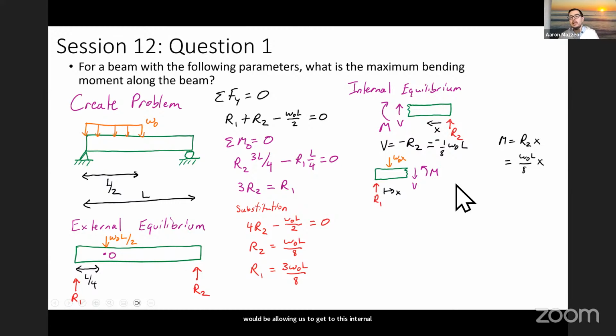So this was going from the right side going to the left, okay? Now, that's fine until what? Until we hit the distributed force. That distributed force starts at L over 2 away from the right side. So what we want to do is go from the left side.